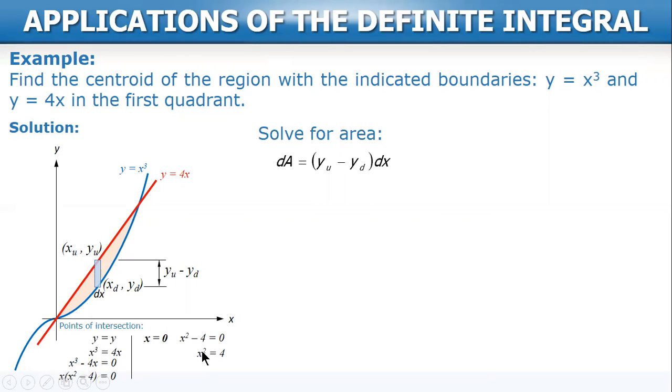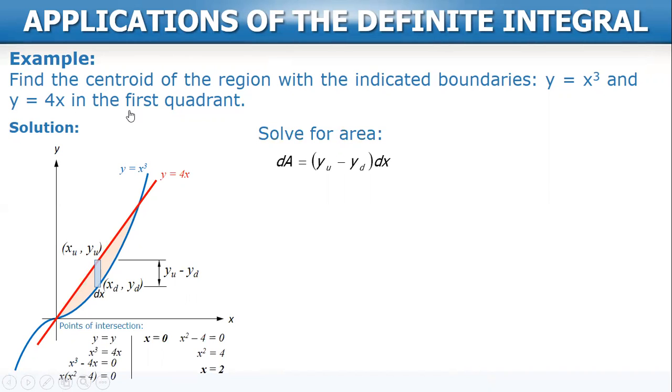So transpose 4. Okay, you have x equal to 2. Supposed to be x is equal to plus and minus 2, the square root of 4, that's plus and minus 2. Because you have a third point of intersection in the third quadrant: x equal to negative 2 and y equal to negative 8.